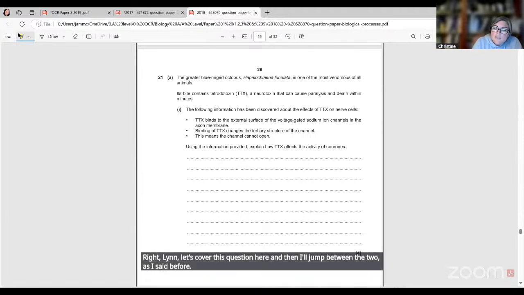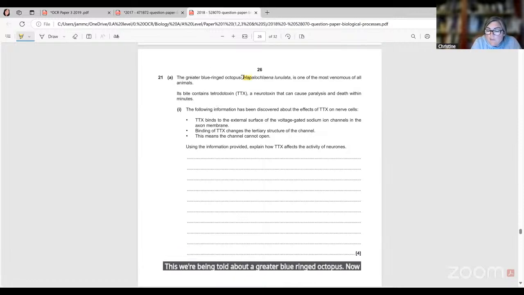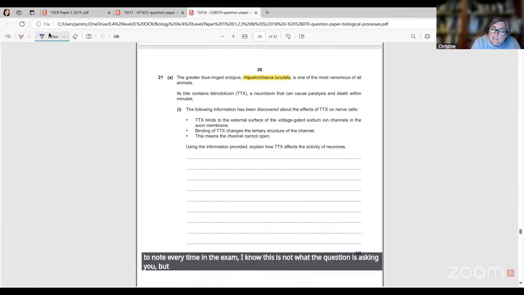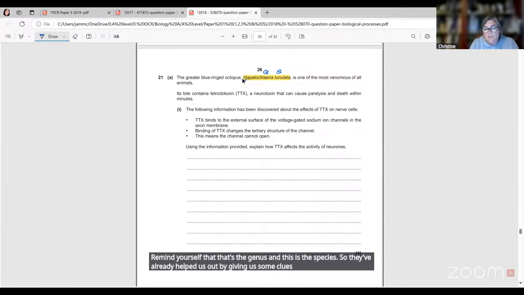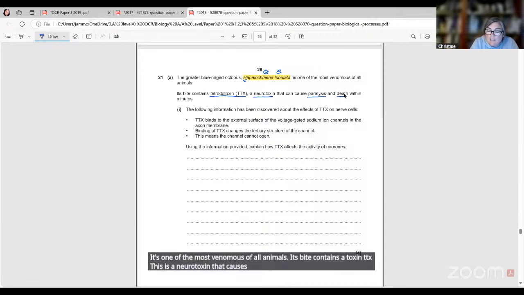So we're being told about a greater blue-ringed octopus. Now, the other thing to note, every time in the exam, I know this is not what the question is asking you, but every time you see something which has been given to you as the scientific name, make sure you remind yourself that that's the genus and this is the species. So they've already helped us out by giving us some clues here, capital letters, and then we've got our lowercase. It's one of the most venomous of all animals. Its bite contains a toxin, TTX. This is a neurotoxin that causes paralysis and death within minutes.